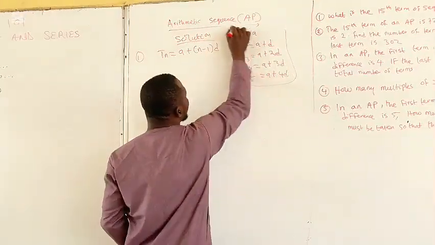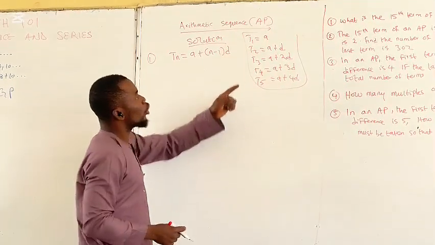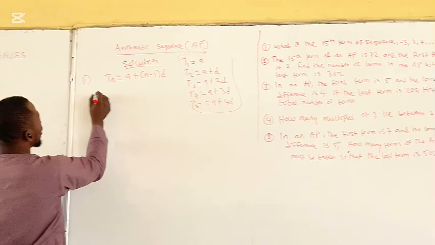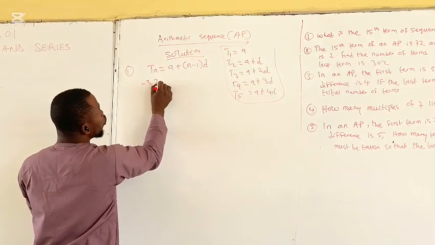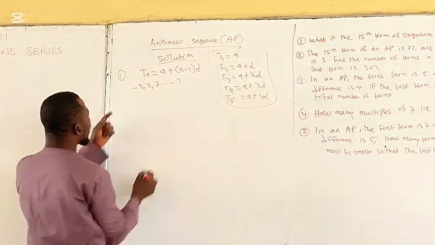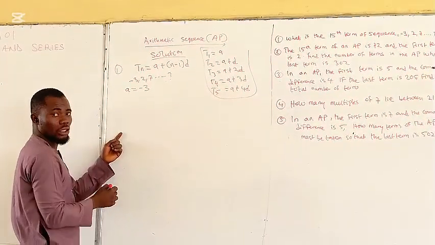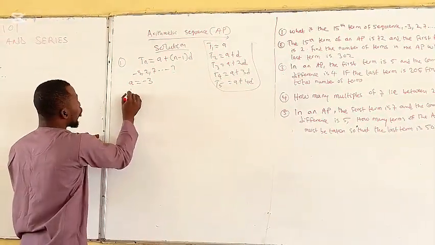This is the pattern of it. So you understand what is the 50th term of the sequence? Well, the sequence is -3, 2, 7. First thing we should look at is that our first term is -3. Then we have to look for the common difference.